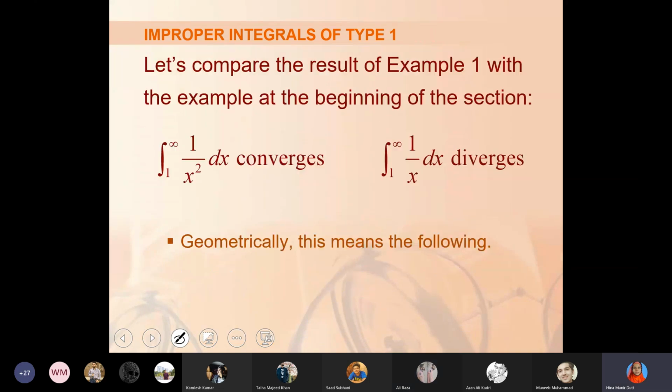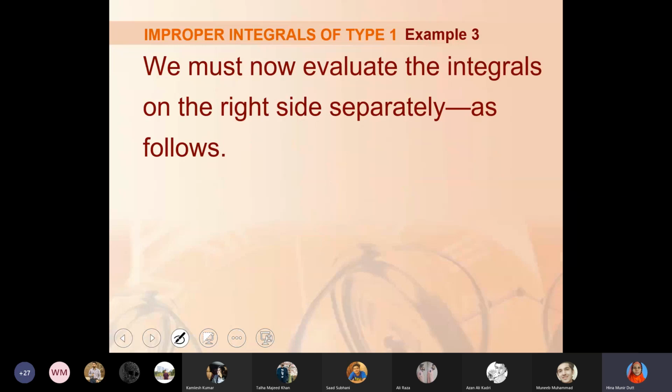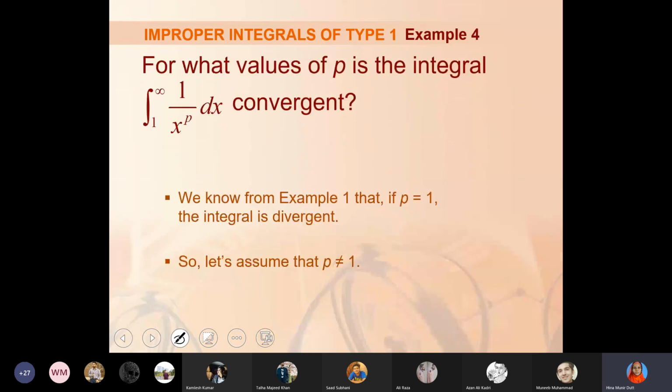Those were example 1, example 2, example 3, and now the last example, example 4. Now the nature of the question has been changed. Now you have to find the values of p. For what values of p is the integral of 1/x^p dx convergent from 1 to infinity?